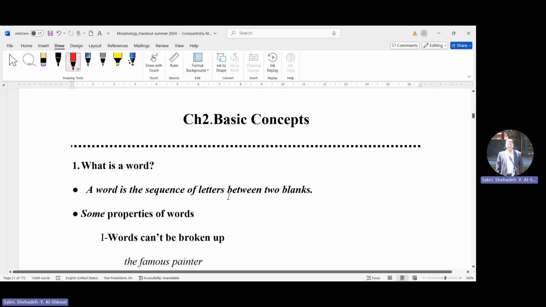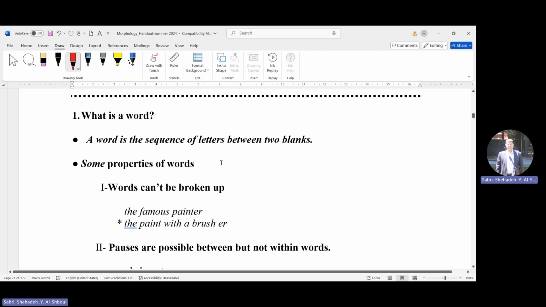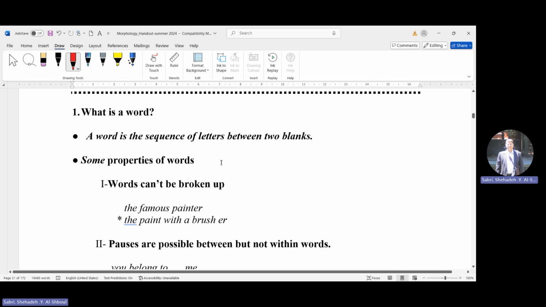Now we move to chapter two, which is basic concepts, right? Here in morphology, in order to provide the proper analysis for the morphological representation of the language, whether in the lexicon, in the spoken forms, utterances, and so on and so forth, we need to have the basic concepts or the basic tools that enable us to provide such an analysis. So let's begin with the most problematic thing in these concepts, which is the notion of word. So what is a word?